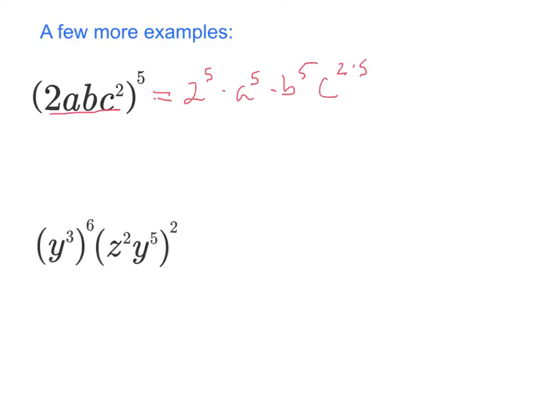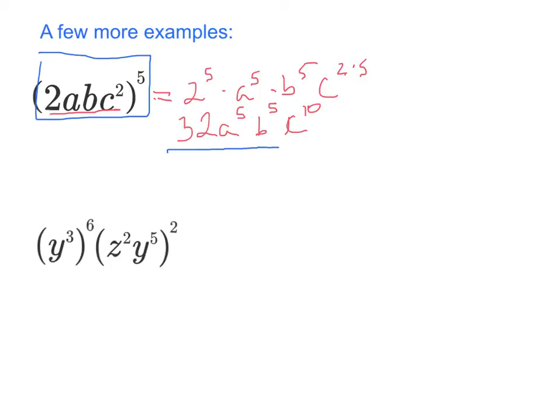But we're still not done simplifying here. All right, so 2 to the fifth, that's going to become a constant. That's just 32. a to the fifth, that's simplified, so we can just drop that down. b to the fifth, also simplified, so we can drop that down. And then c to the 2 times 5, we can simplify that. So that becomes c to the 10. All right, so all of this, when we simplify our expression, becomes 32 times a to the fifth times b to the fifth times c to the 10th.